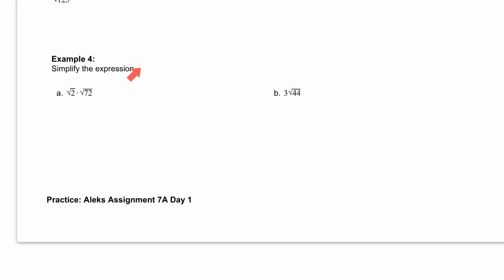In example 4, we're going to continue to simplify expressions with radicals in them. In letter A, we have the square root of 2 times the square root of 72. Well, since neither one of these is a perfect square to start, we're going to combine them together first by multiplying.